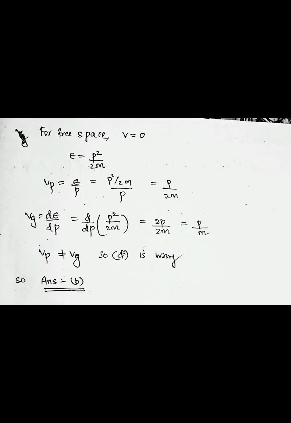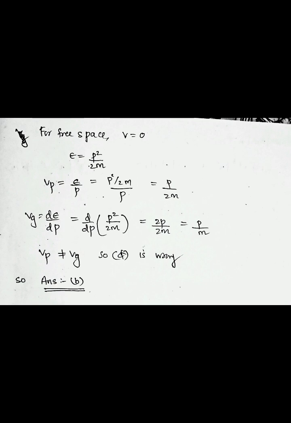And we know that for free space the potential V is equal to 0. Therefore the total energy E is equal to P square by 2m. Therefore Vp, that is equal to E by P, is equal to P square by 2m by P, and this is equal to P by 2m. And Vg, that is equal to dE by dP, is equal to d by dP of P square by 2m, and this is equal to 2p by 2m, which is equal to P by m. That means Vg is not equal to Vp. So option D is also wrong.